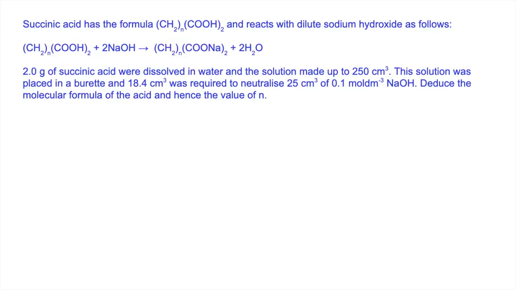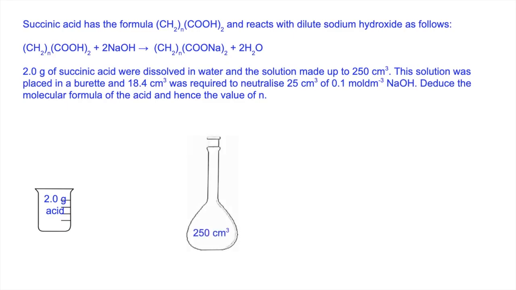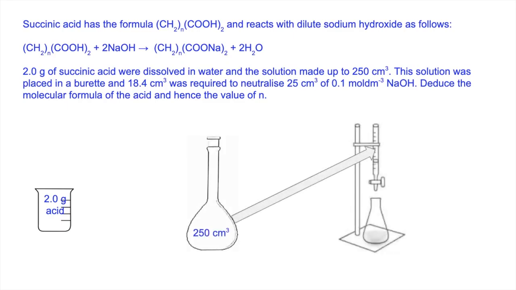So the second one now, we've got to work out the value of n, in other words, how many CH2s are in the formula of succinic acid. Obviously we're going to need to know the Mr, then subtract what we know from the formula, and then we can get a value for n from that. As before, I'm going to use some little pictures to help explain what's going on. The 2 grams of acid is dissolved in some water. It's made up to 250 in a volumetric flask, and this time it's going into the burette, and the titration's carried out on 0.1 mole per decimeter cubed sodium hydroxide, which is in the conical flask.